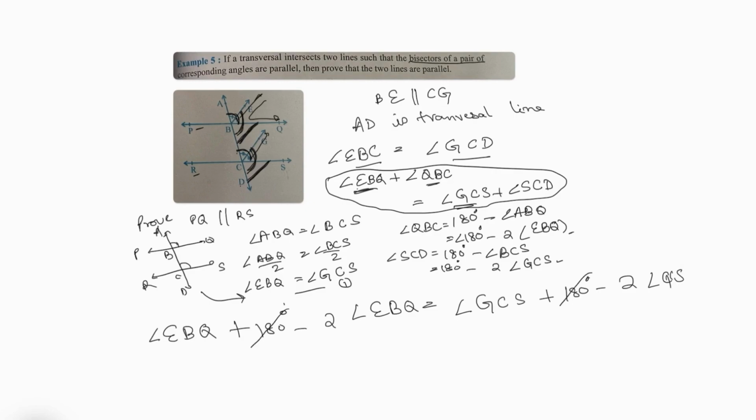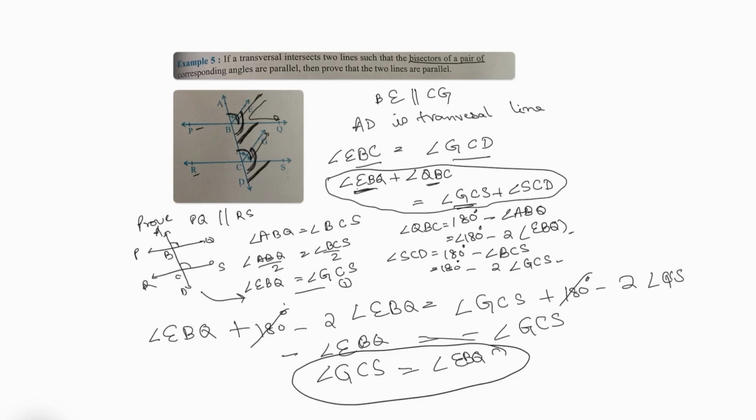So 180 degrees will be crossed out, and minus angle EBQ is equal to minus angle GCS. We'll remove these negative signs, or we can just transpose them. So angle GCS is equal to angle EBQ, right? Which is the same as what we need to prove in order to get PQ parallel to RS. So in these questions, the approach is to find relations between the angles between parallel lines, and you can think of what angles to arrive at by looking at what is to be proven.